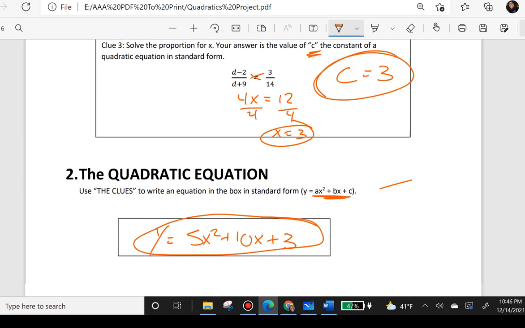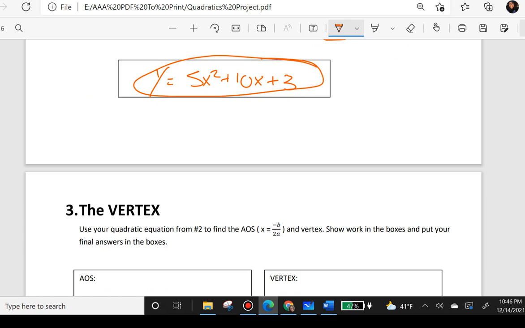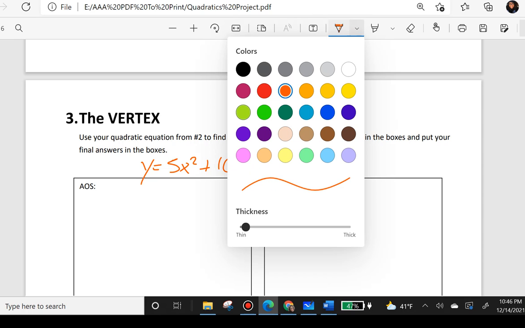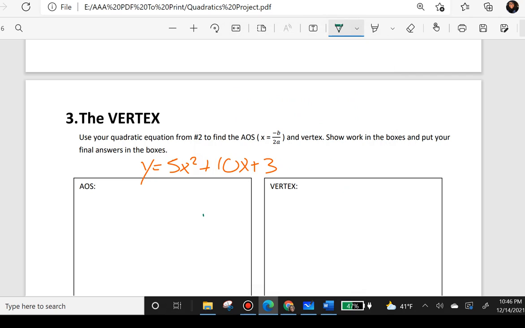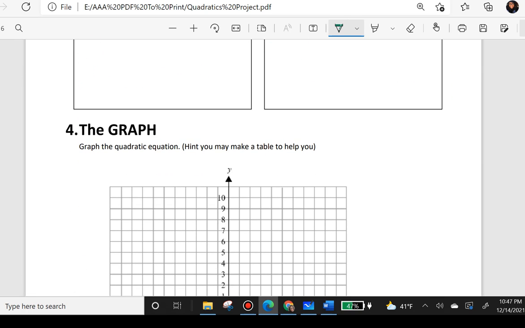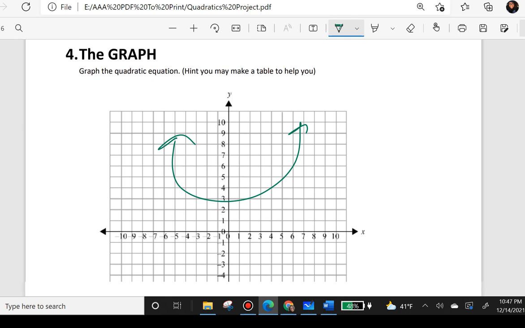All right, so now I go down to part 3. Part 3 is to find the vertex. So again, this is my equation, y equals 5x squared plus 10x plus 3. Again, this is totally a made-up equation. It's not at all going to help you get your actual answers, but I would use this, and then I would do my axis of symmetry. I would find my vertex, and then I would graph it. So I do all that, get my graph, and move on to the next phase.